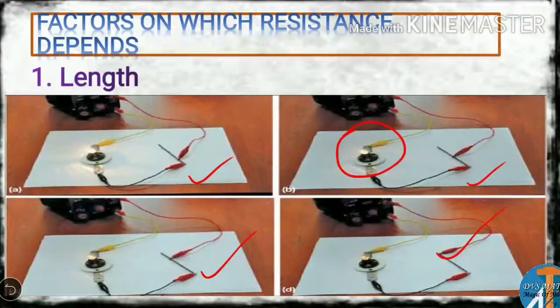So this is how you have to understand it. The resistance depends upon the length. The first thing is how it depends. It is directly proportional to length. See here, if length is less, resistance is less. If length is more, resistance is more. Clear?